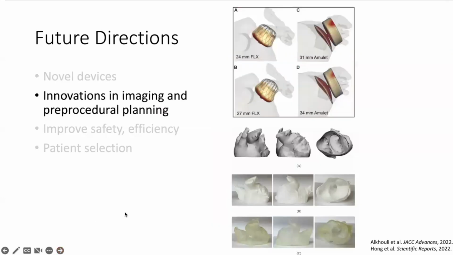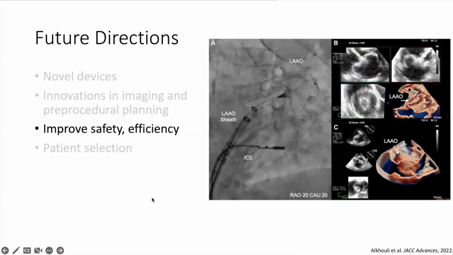There's lots of innovations happening in the imaging and pre-procedural planning. So being able to virtually implant these devices at different sizes to see what the effects are. And some groups using 3D printing technology to really understand the anatomy as well as how the device will fit prior to implantation. Again, improving safety and efficiency, a lot of work going into ICE in order to improve the time it takes to do these procedures, turnover of the rooms, and try and make it so that it's feasible to do more cases.